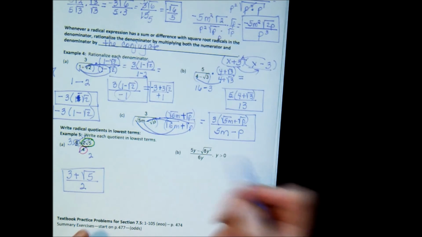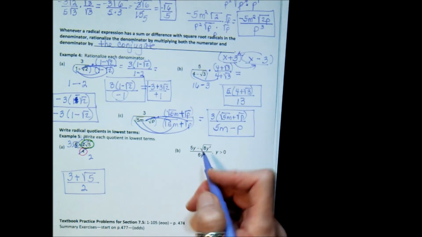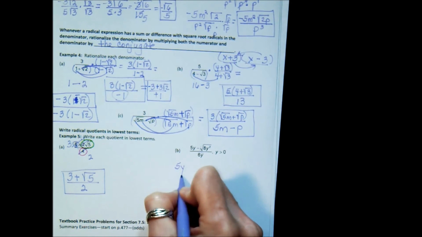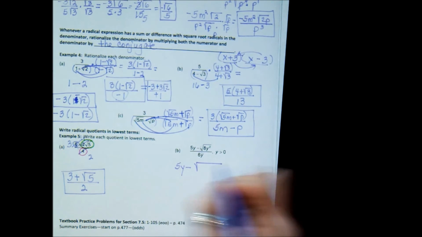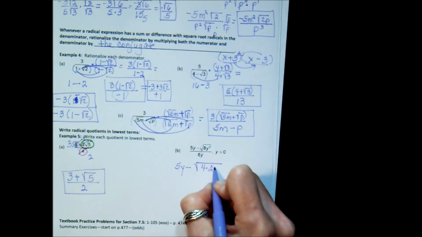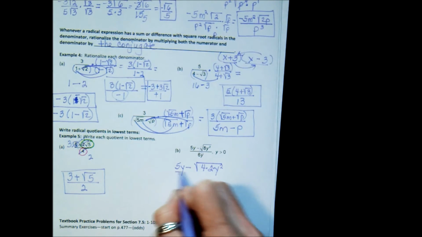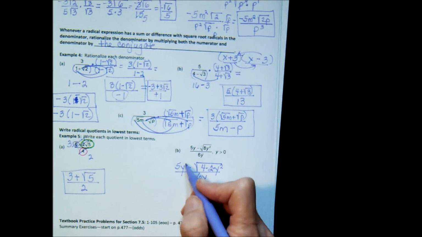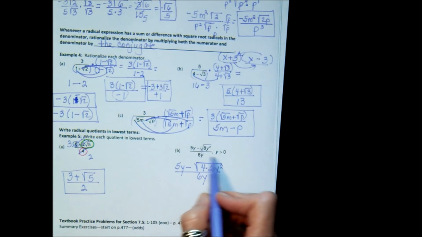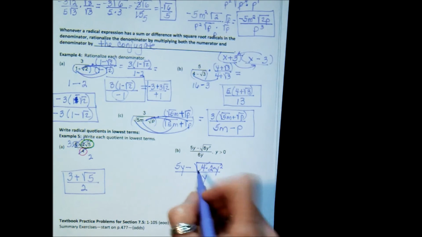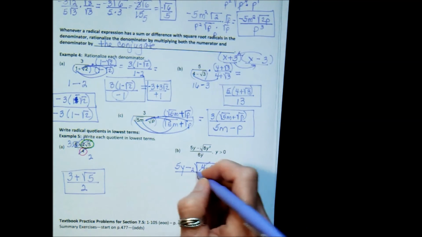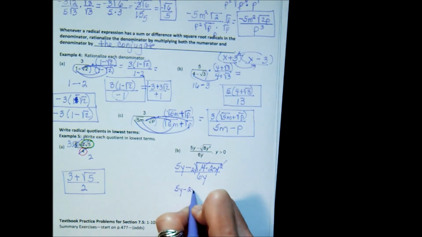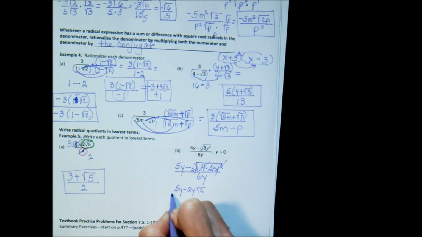Next one is more complicated because I have to simplify what's under that radical first. So I have a 5y minus, I'm going to break down my 8 into a 4 times 2, y squared is already good, over 6y. Don't even think about cross-canceling those y's. I can't do it yet because there's a third term involved. Square root of 4 is 2. Square root of y squared is y. So I have 5y minus 2y square root of 2 all over 6y.